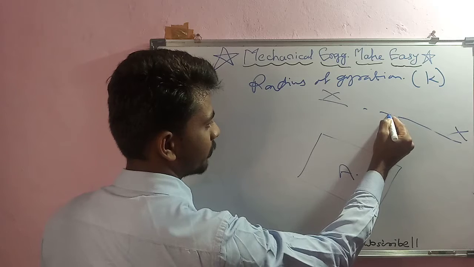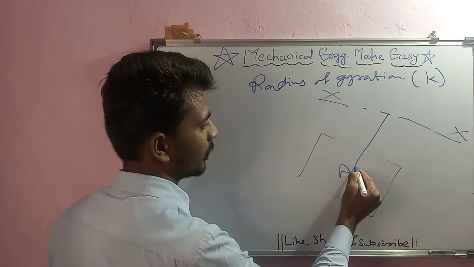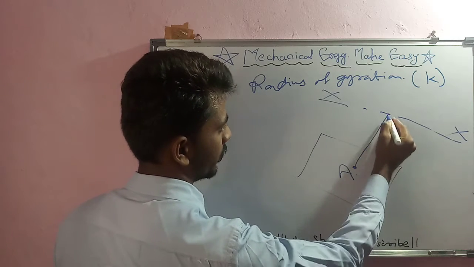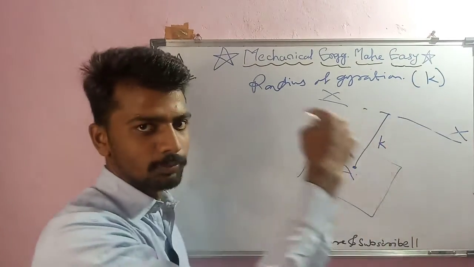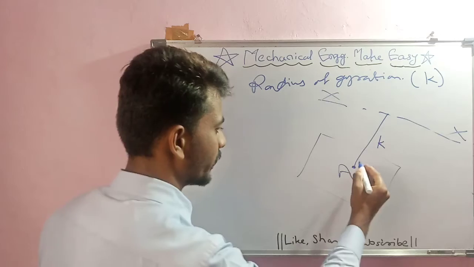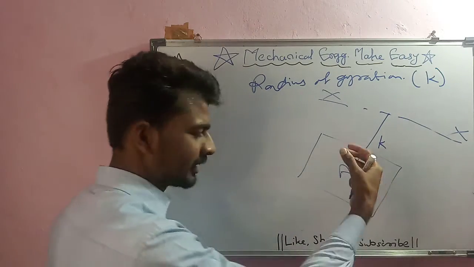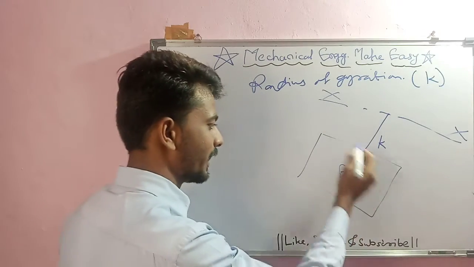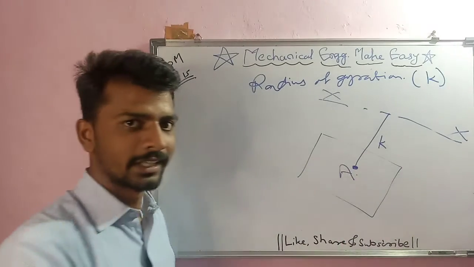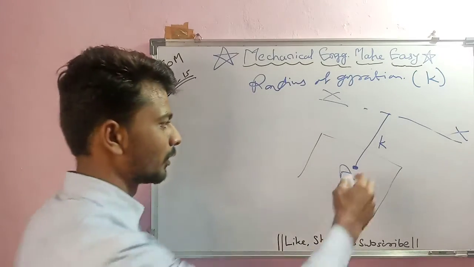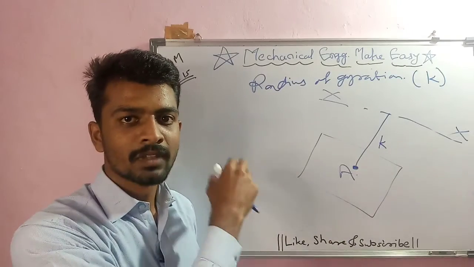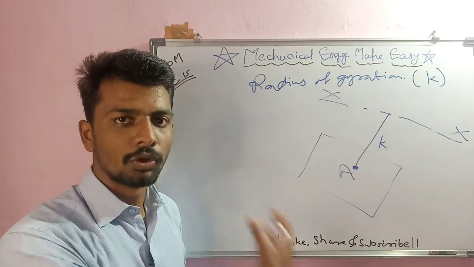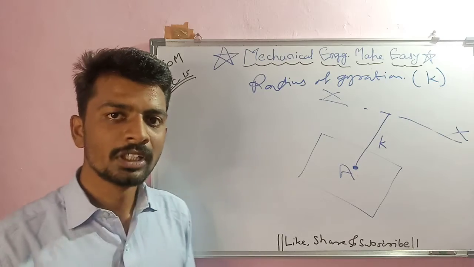The k is nothing but the distance from the given axis up to the point at which the total area of that plane is supposed to be concentrated. This is nothing but the radius of gyration: the distance between the given axis and the point at which the whole area of that plane is supposed to be concentrated.